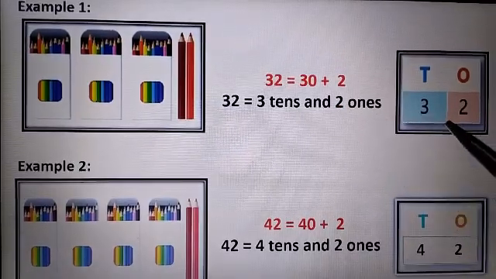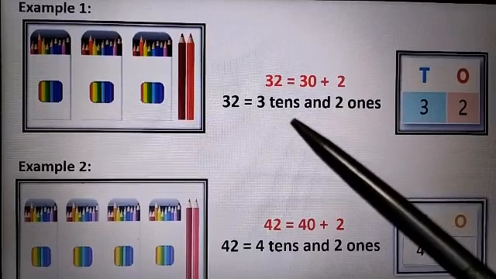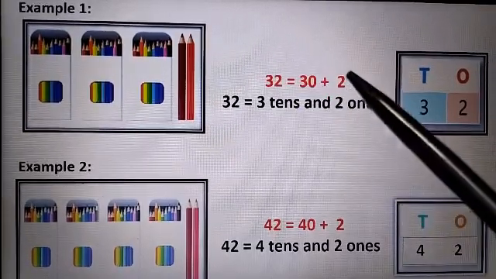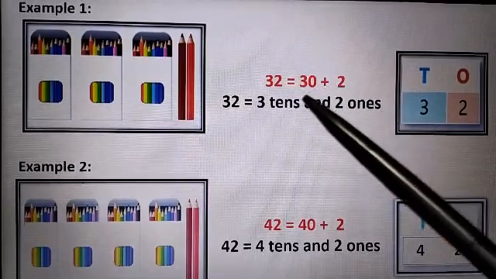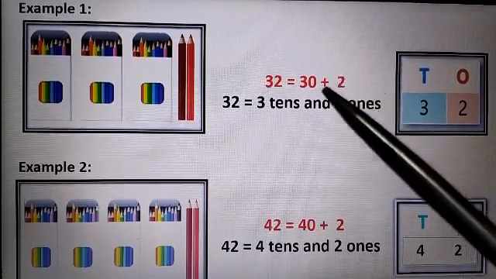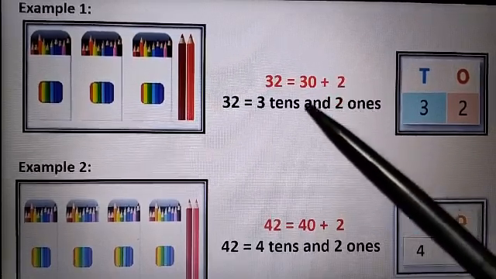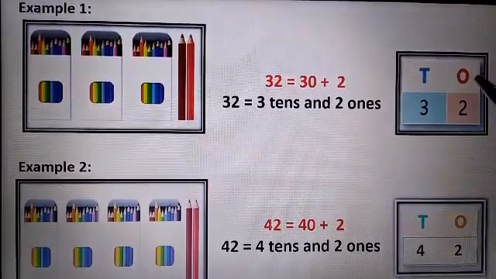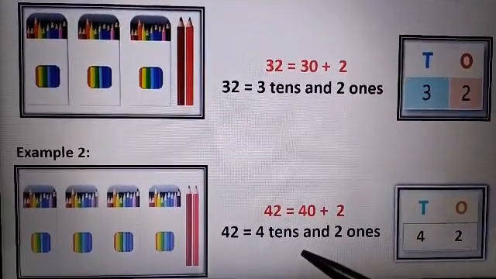That is 32. Okay, kids? 3 tens means 30. Yes. So this is the expanded form of 32. 30 plus 2. Okay. So if I add 2 to 30, it becomes 32. Right? Okay. Now moving to one more example.